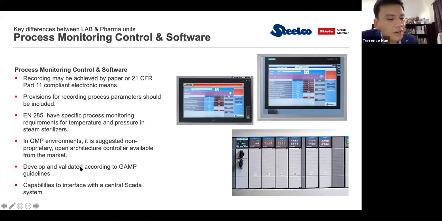So you can develop and validate according to GMP guidelines, with the capability to interface with a central SCADA system. Nowadays there is a lot of data that these systems are capturing. They do not wish this data to be kept locally only, where you can only access it from here. They want this data on cloud software, a cloud server, or even a remote server. So the data will be transferred from here to the SCADA system and the cloud server, to capture the data somewhere else. This is to protect all the data created by this system itself.